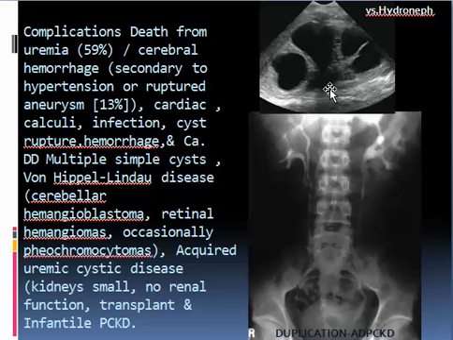Acquired uremic cystic disease: kidneys are small, no renal function, all need transplant. All of this can be differential diagnosis. In acquired uremic cystic disease the kidneys here are small and have no renal function. All need transplant. This should be differentiated from infantile polycystic kidney disease.